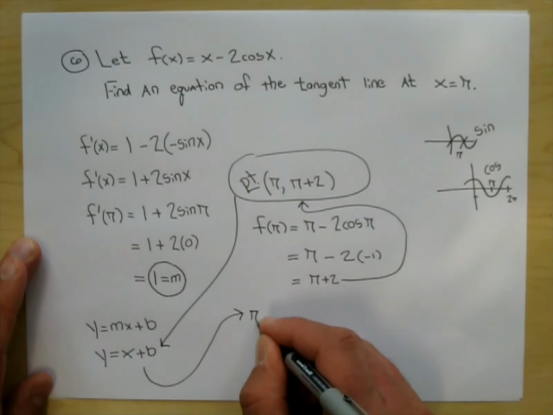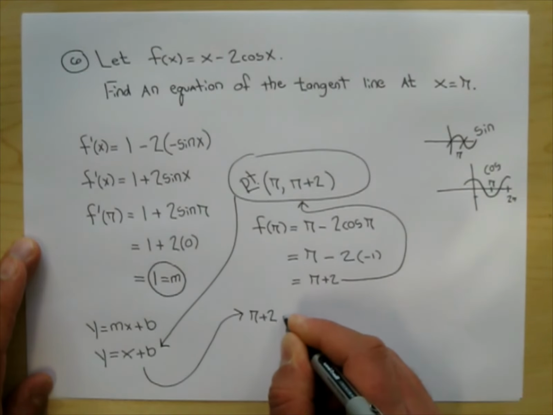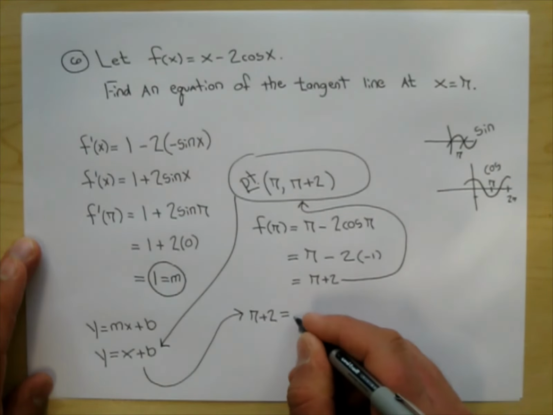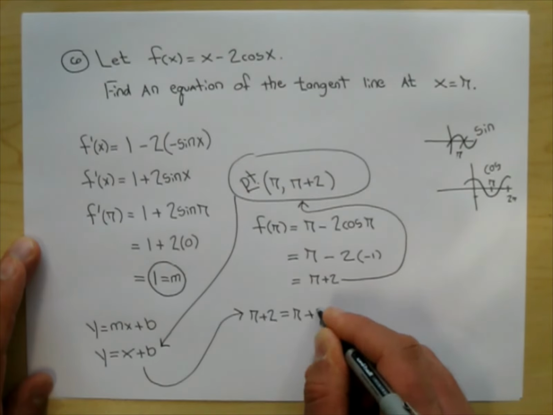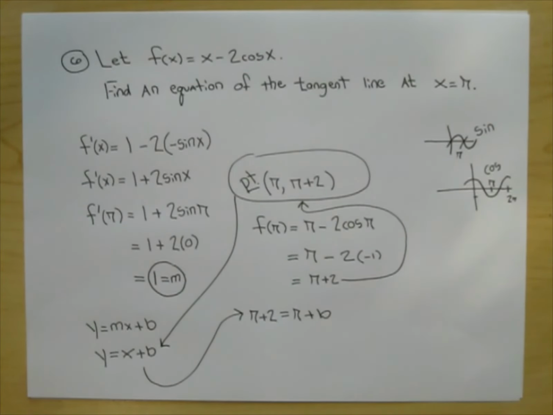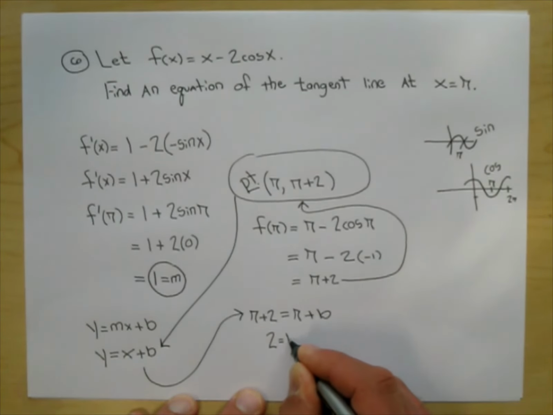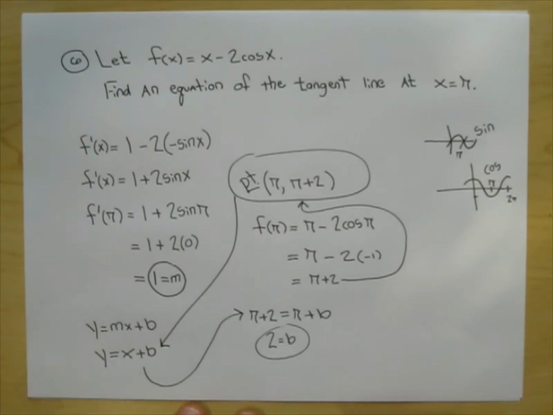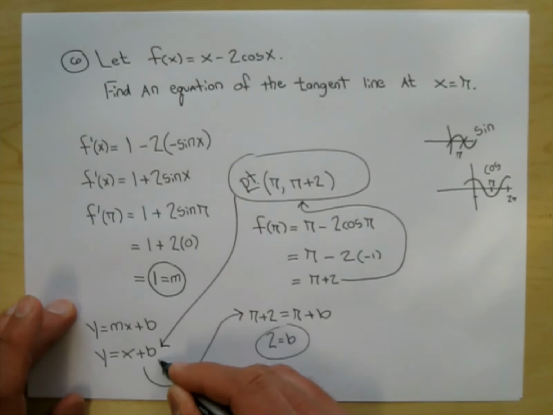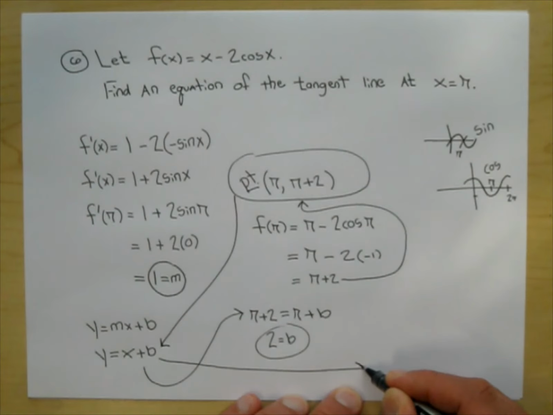So the y value is pi plus 2, the x value is pi, and we're trying to solve for b. I subtract pi on both sides, so I end up getting 2 equals b. So I have the b value. So now this line that says y equals x plus b, now I know that my final answer is y equals x plus 2, and I finished the problem.